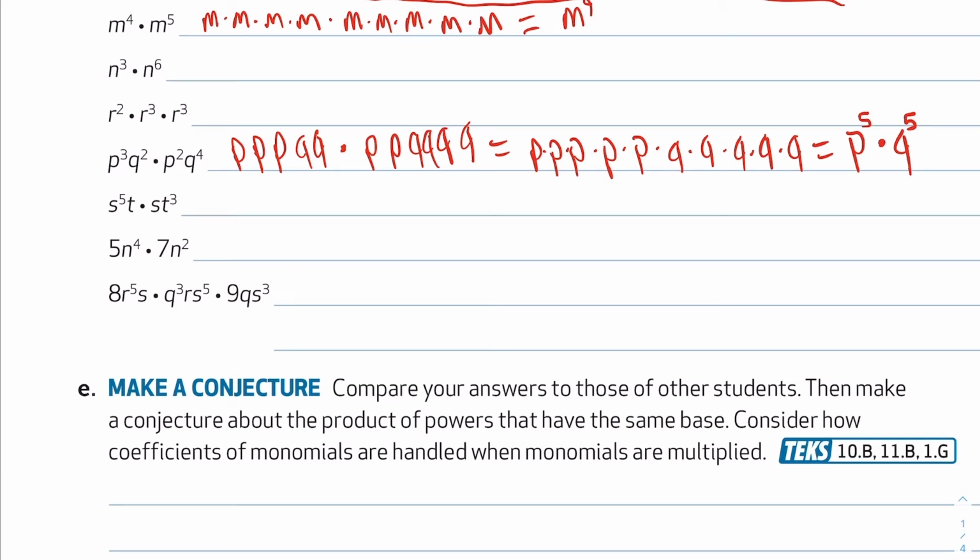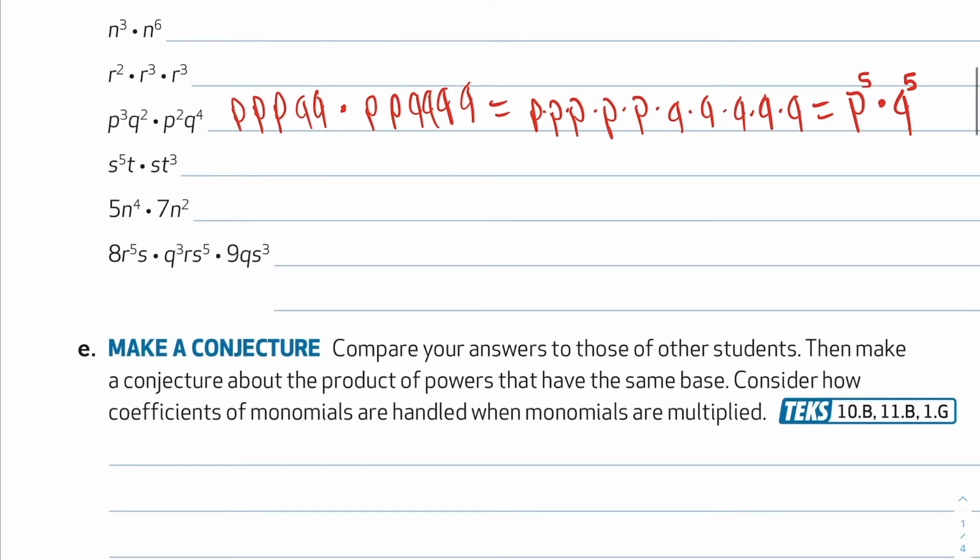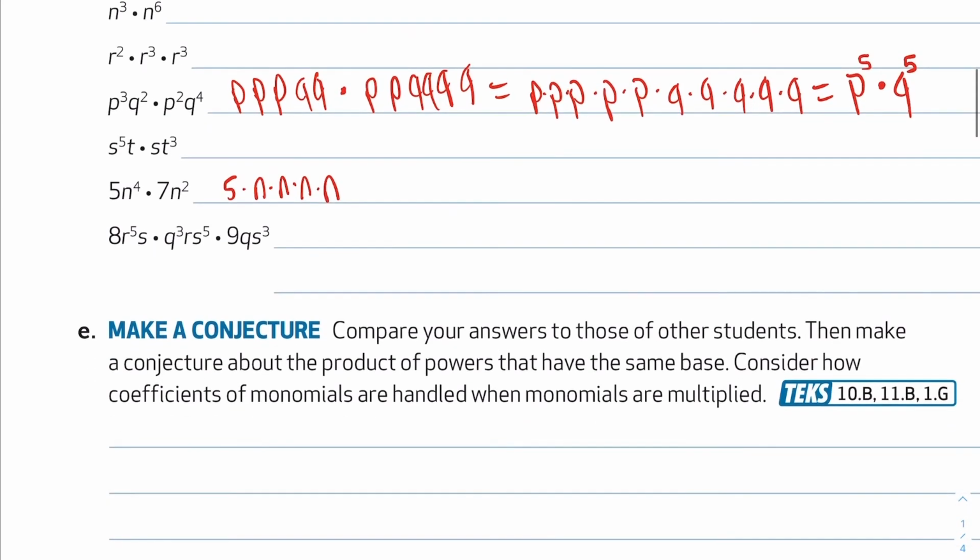Pause the video here so that way you can answer the questions that I am not doing as an example. The next two are the same. Just remember to separate the things that are multiplying. Separate the little individual pieces. Just separate each little thing that's multiplying and then regroup them together.